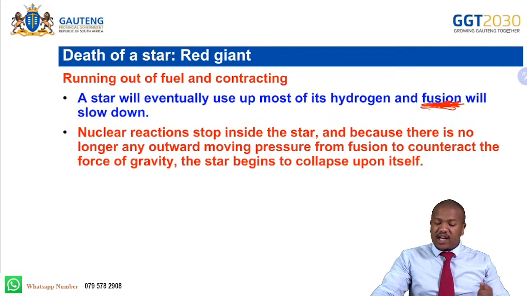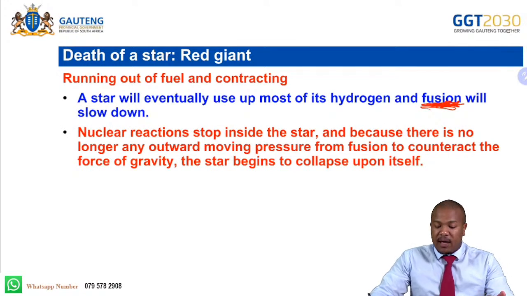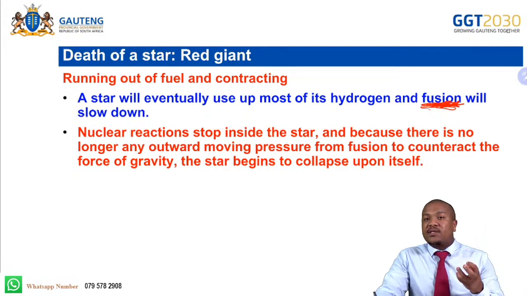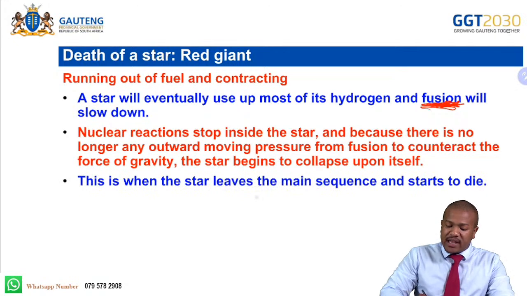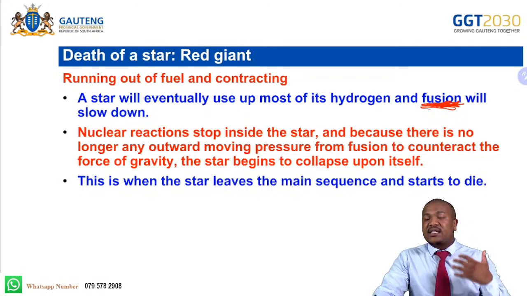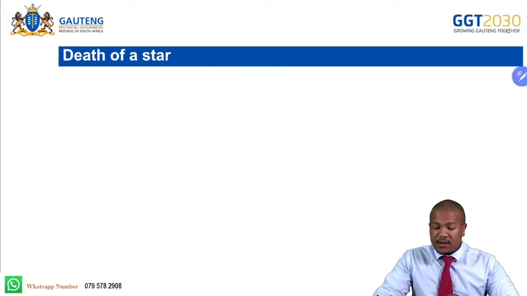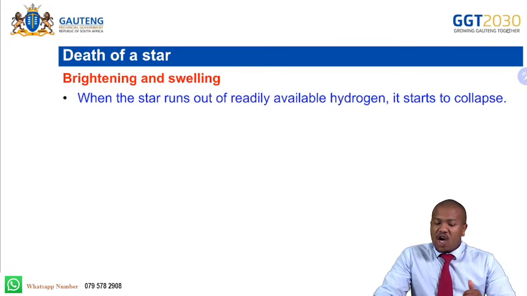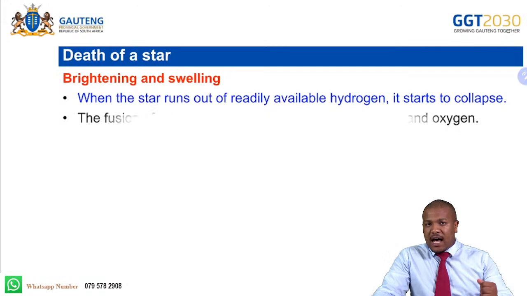So the nuclear reaction stops inside the star, and because there is no longer any outward moving pressure from fusion to counteract the force of gravity, the star begins to collapse under its own gravity. This is when the star leaves the main sequence and starts to die. So when the star runs out of readily available hydrogen, it starts to collapse.